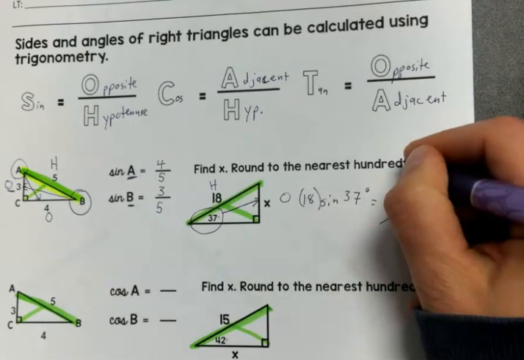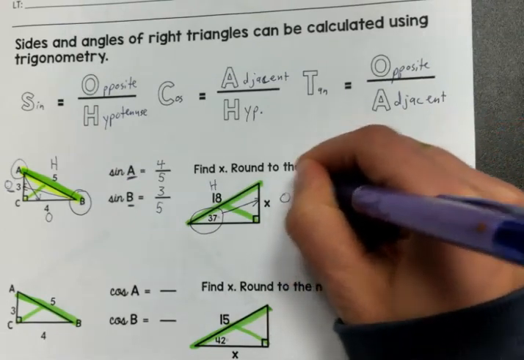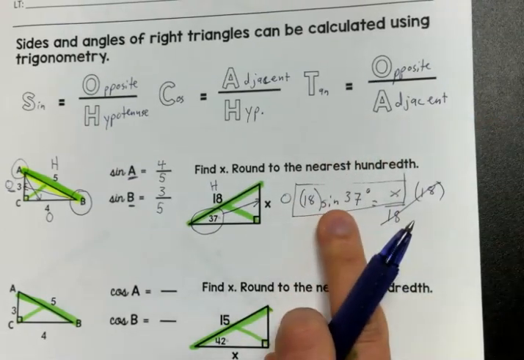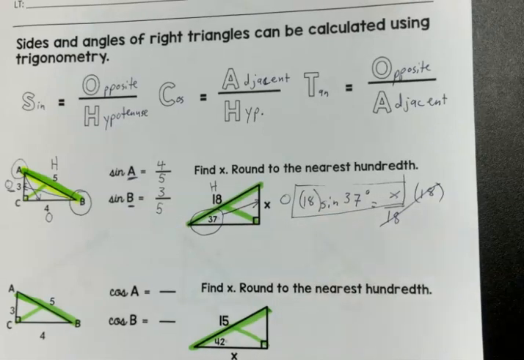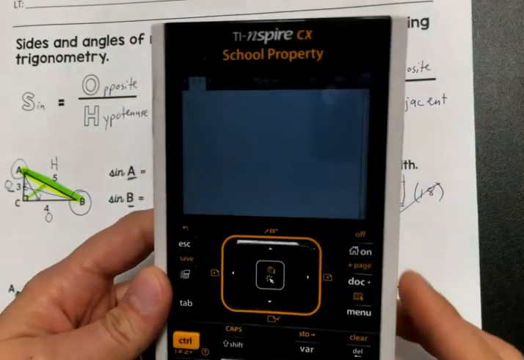So here we go. X by itself is this. All right, so this is what I'm going to put into my calculator: 18 times sine of 37 degrees.